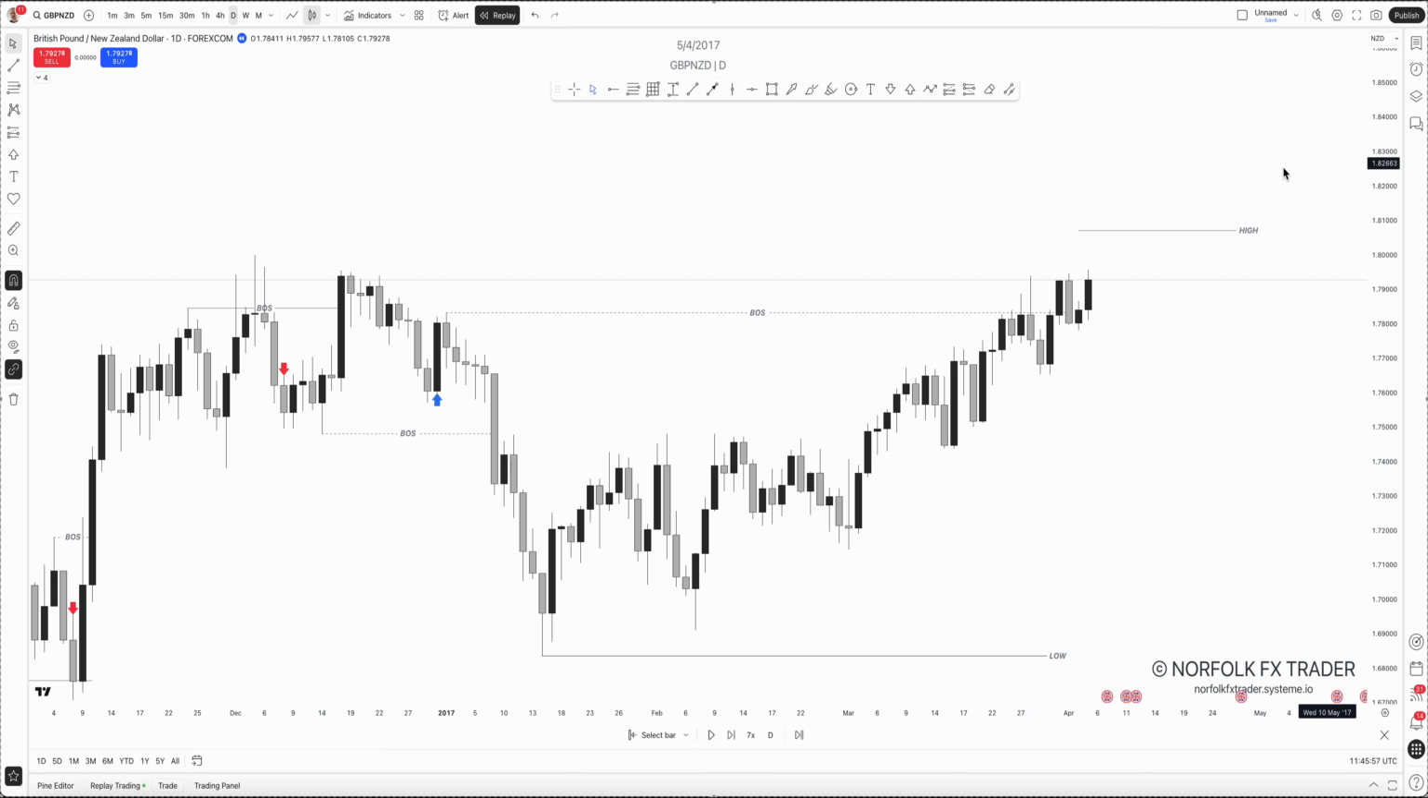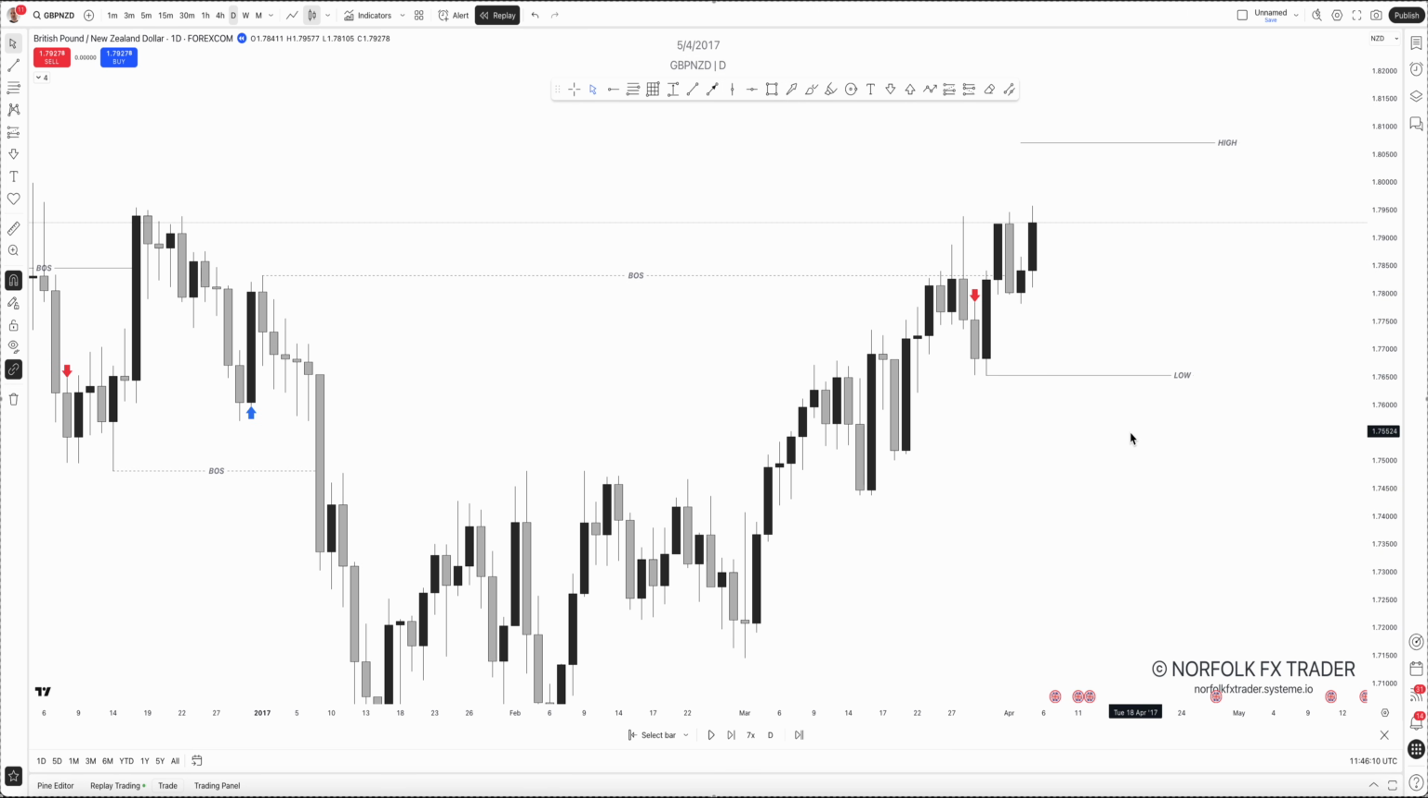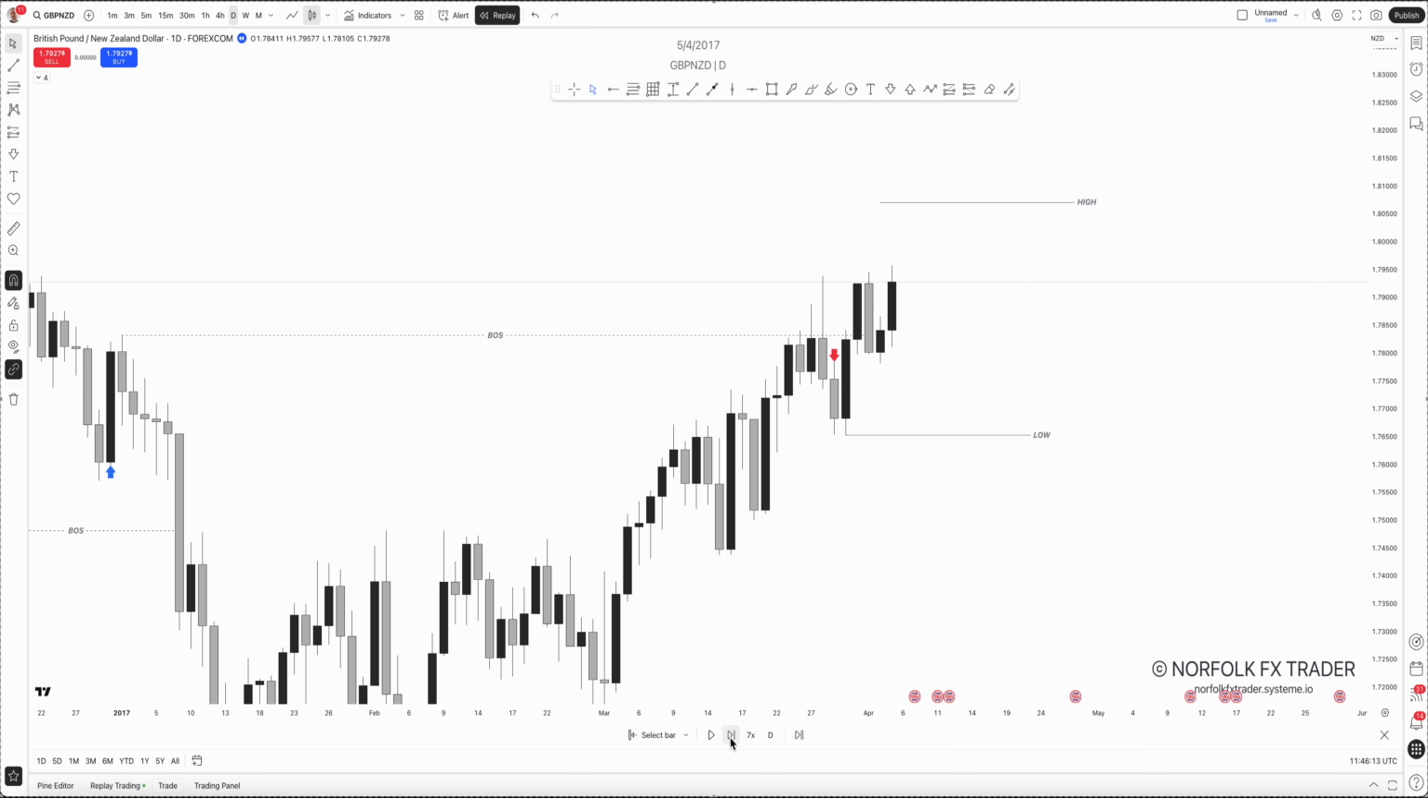of structure. But as soon as we get the break of structure on this move to the upside, what are we looking for? We look for that close down. That creates my current low in the market, which is this low here. And we get the next move up. We're looking for the next close down.